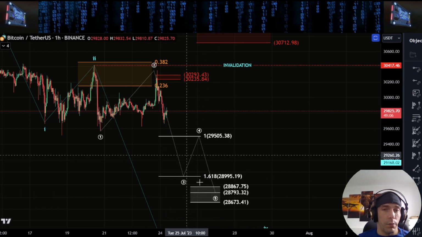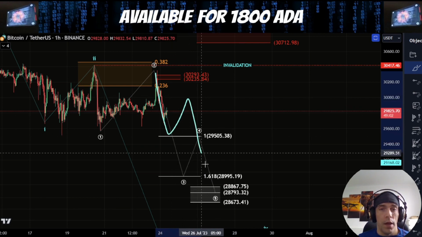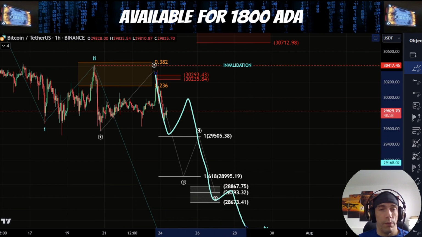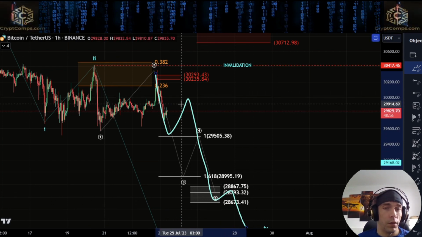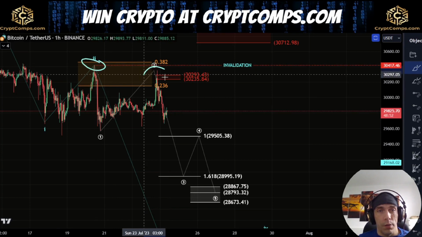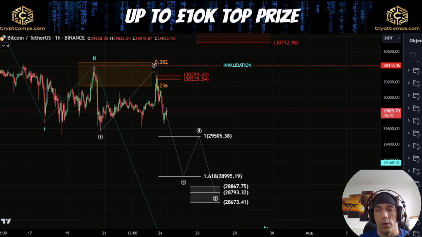If we are looking at something like this, it is also possible we form another 1 and 2 here, and then we look to break down for this, where this becomes 1-2, 1-2, 3, 4, 5, and so on and so forth to the downside. So this is why we have to just be careful until we actually start breaking back above these highs. There is a lot of potential for this continuation to the downside here.